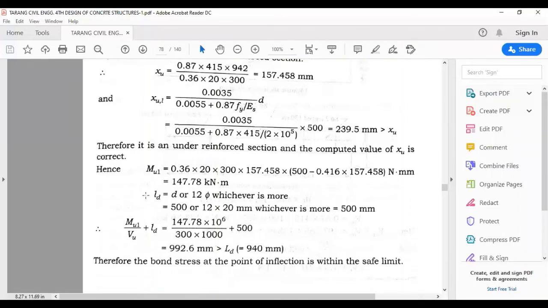Now again using the same condition for small LD, the value should be either D or 12 times the dia, whichever is more. D is 500 and dia is 20, so 12 into 20 is 240. This value is less than D, so we'll adopt 500 mm.